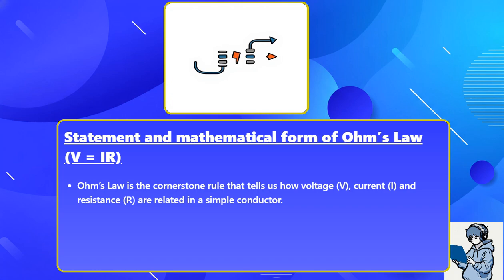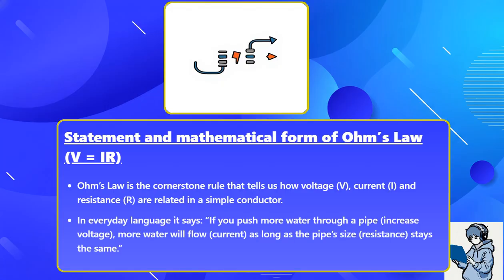Ohm's law is the cornerstone rule that tells us how voltage, V, current, I, and resistance, R, are related in a simple conductor. In everyday language it says, if you push more water through a pipe, increase voltage, more water will flow, current, as long as the pipe size, resistance, stays the same.